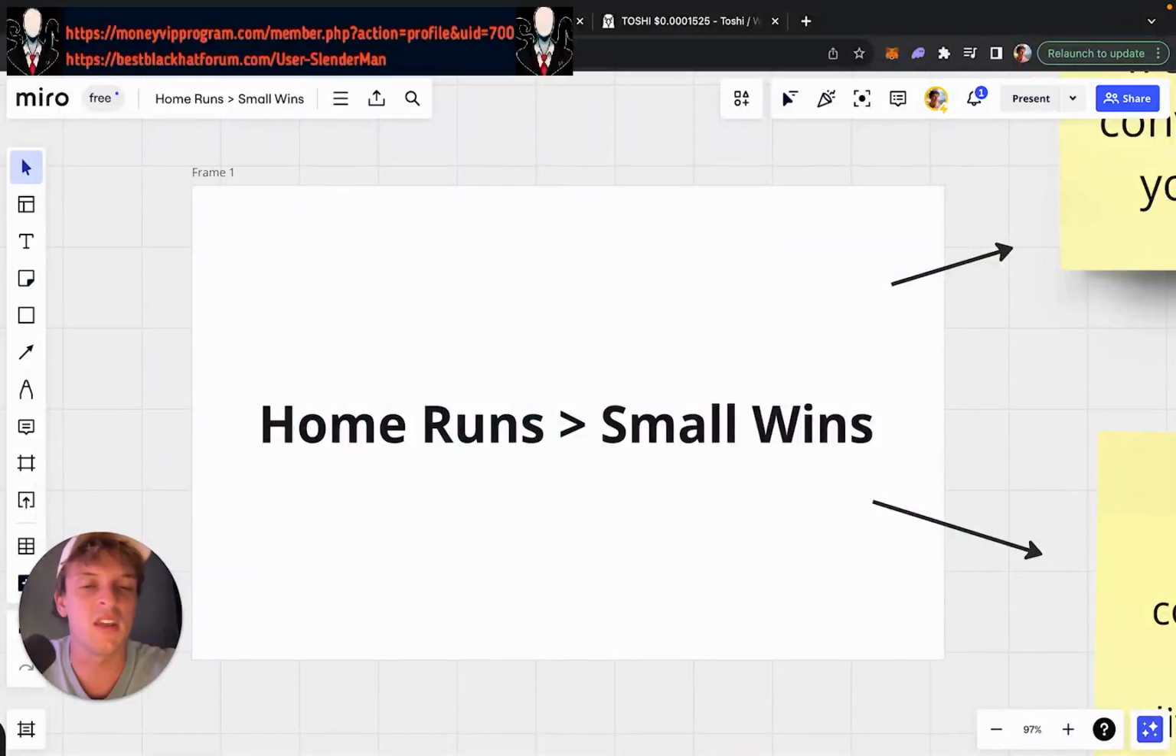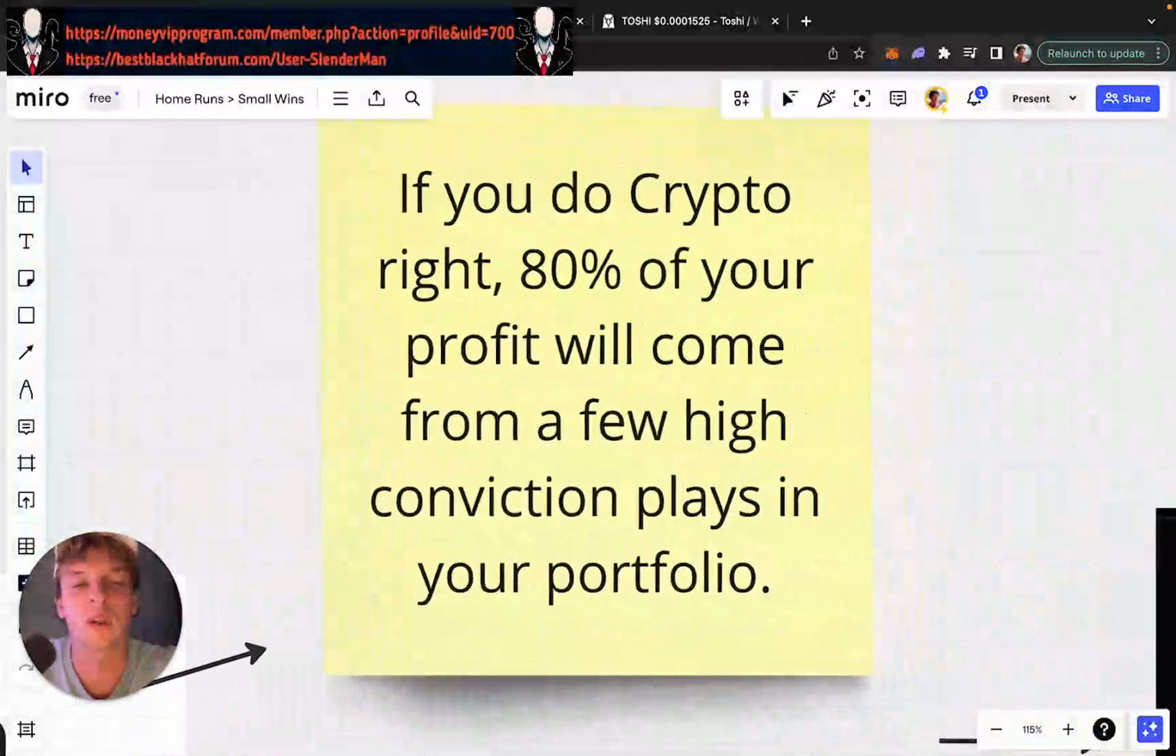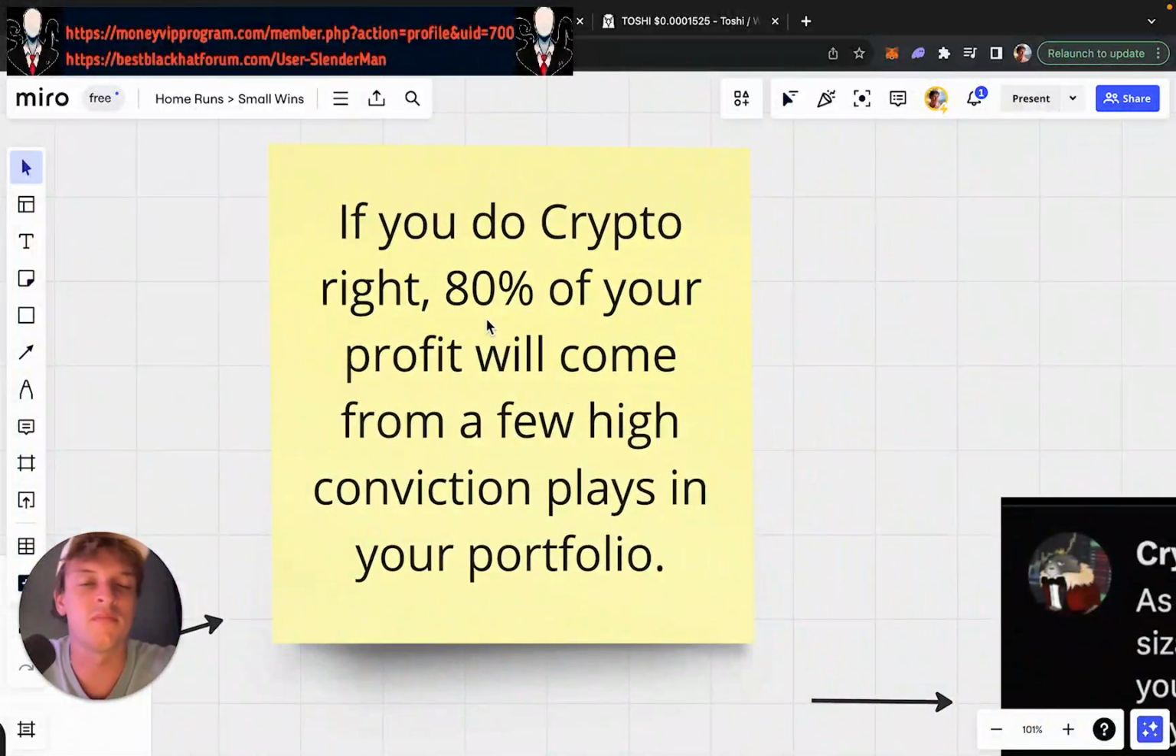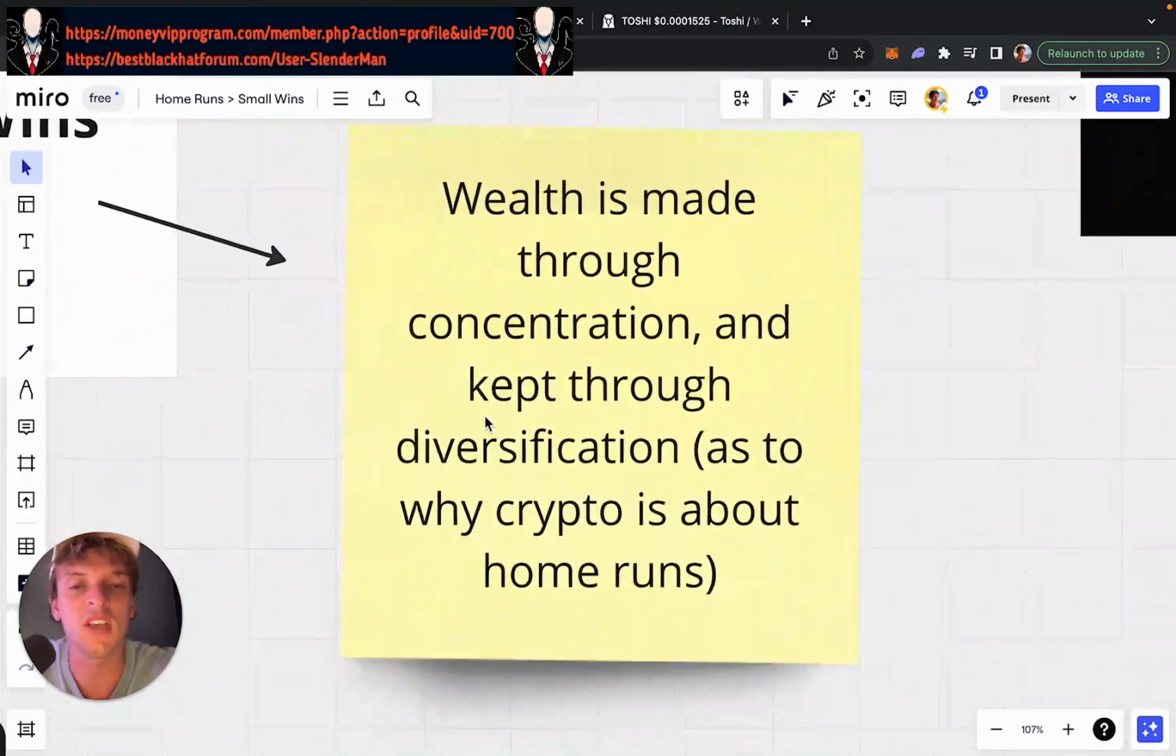You've got 10 coins in your portfolio. It's 1 or 2 of them that go absolutely ballistic that make you most of the money, right? So if you do crypto correctly, 80% of your profit, 80-90%, is going to come from just a few high conviction plays, investments, trades, whatever it is in your portfolio. And the reason this happens is because wealth is made through concentration, and it's kept through diversification, right?